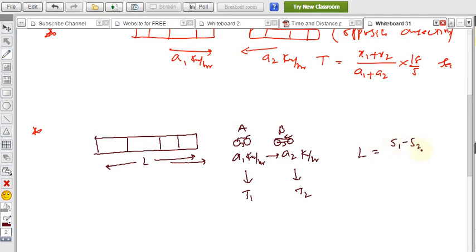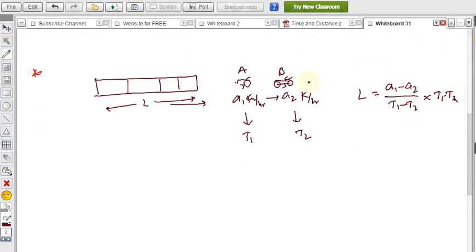the difference of the speeds, s1 minus s2. Here we took a1 and a2, right? So we can take a1 and a2. The difference of the speeds, a1 minus a2, by t1 minus t2, into t1 into t2. This is the formula: a1 minus a2 by t1 minus t2 into t1 into t2. That is the length of the train.